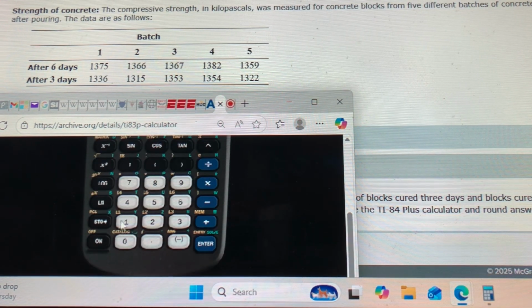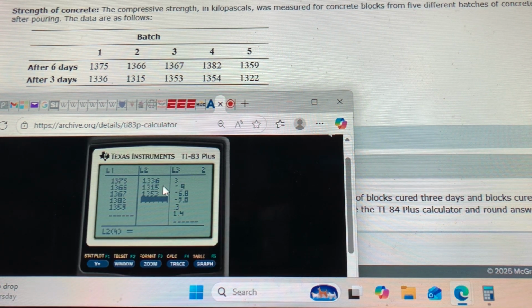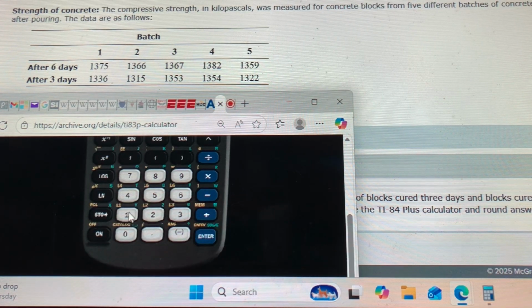1336, enter. 1315, enter. 1353, enter. 1336, 1315, 1353. 1354, enter. 1322, enter.